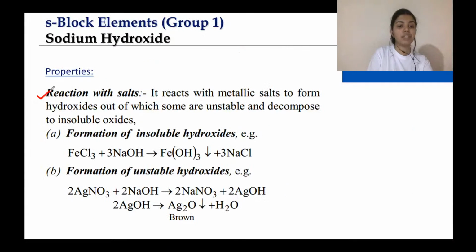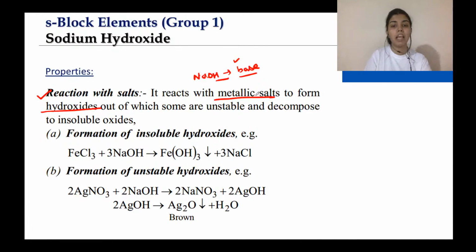Now its reaction with salt. NaOH is a base. So it reacts with metallic salt to form hydroxides, out of which some will be unstable and decompose to insoluble oxides. For example, FeCl3 plus NaOH will give you ferric hydroxide, Fe(OH)3. So this is insoluble in water. That is why we are having a precipitating sign here.